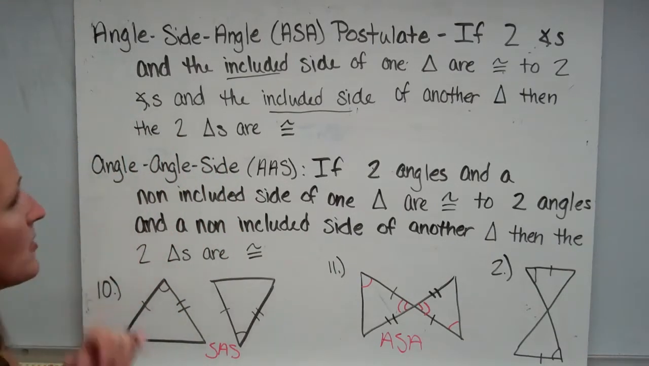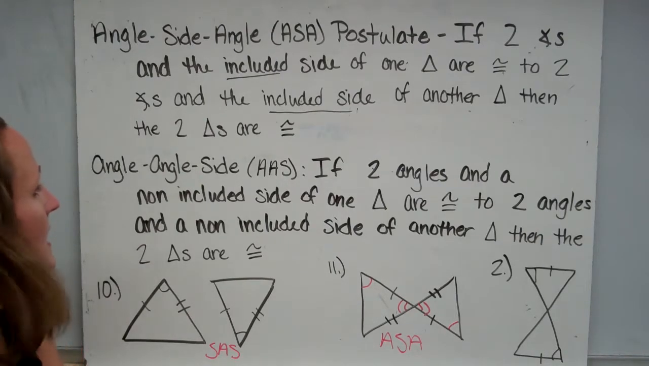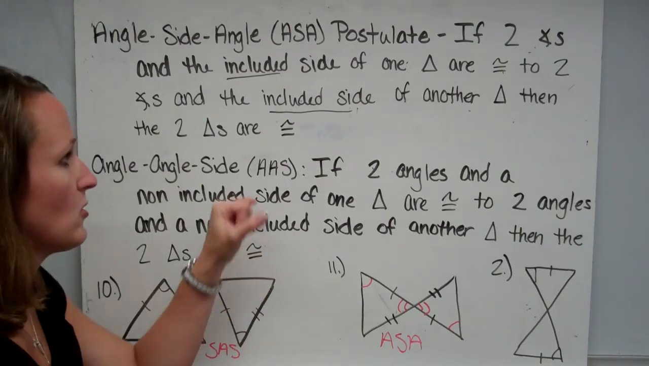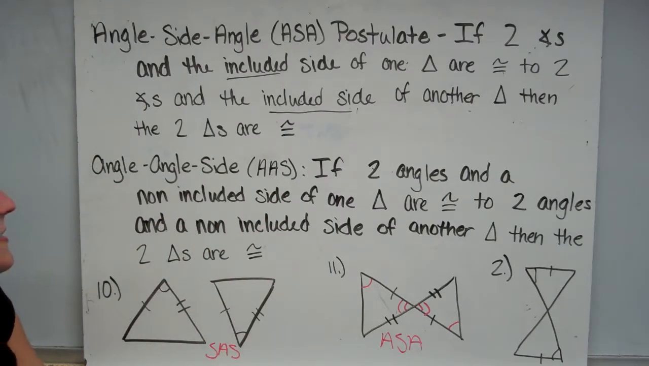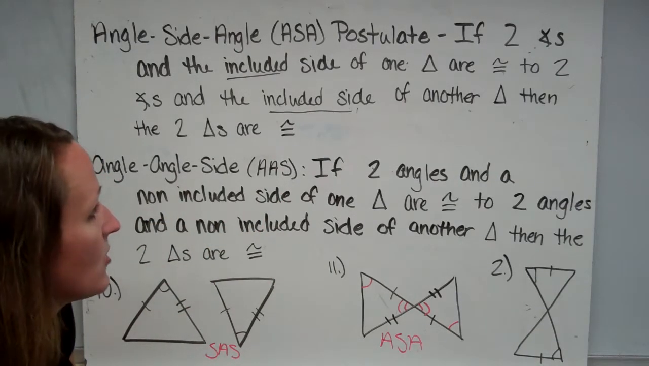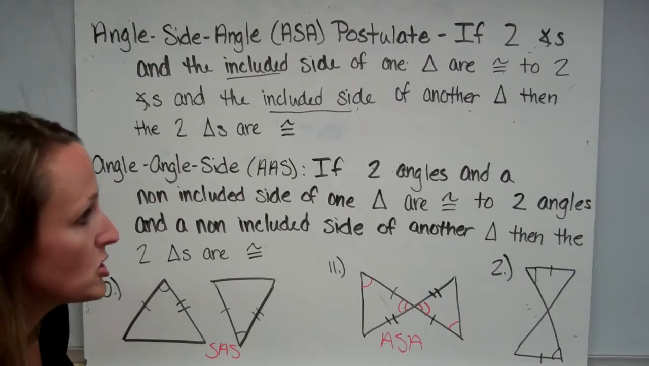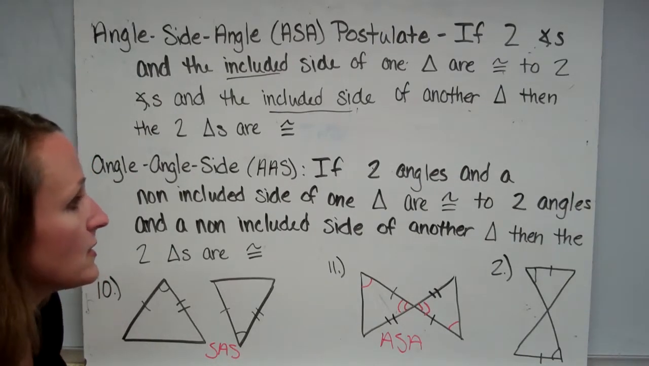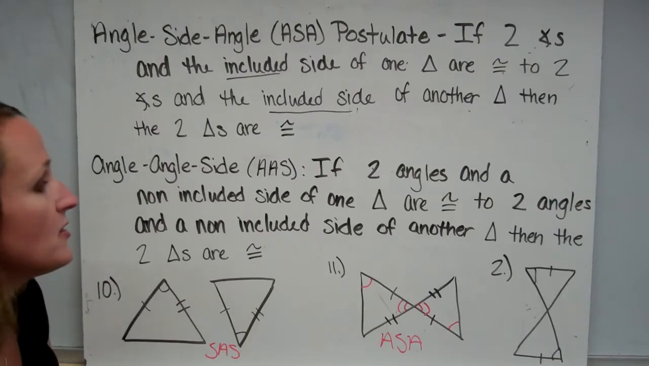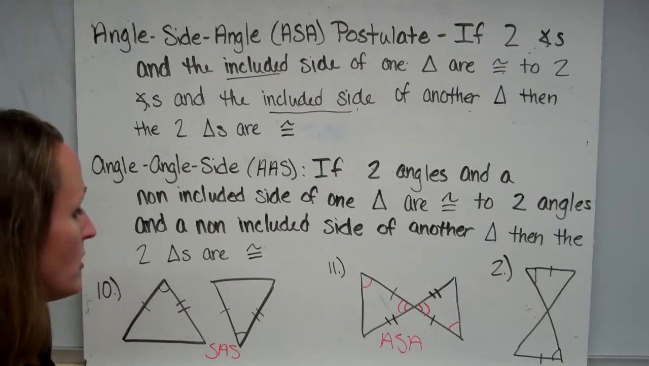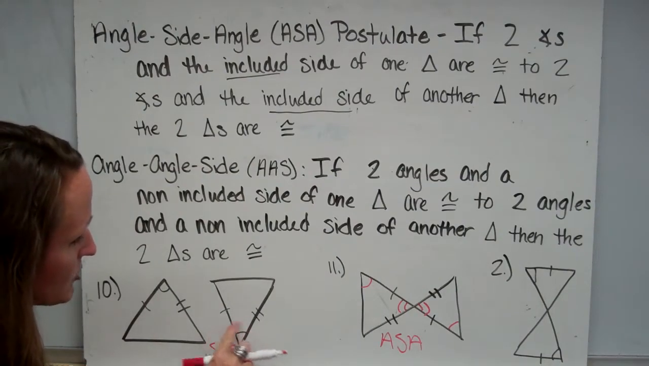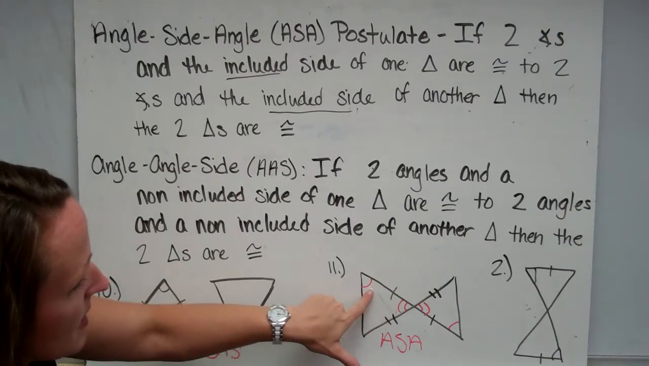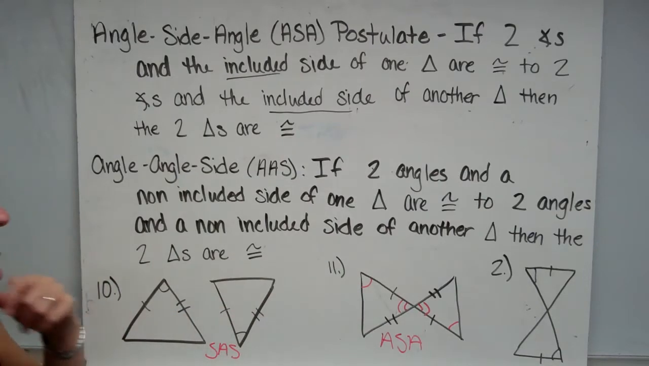Okay, another postulate, and the last one we're learning today, is angle, angle, side, or AAS. It says if two angles and the non-included side of one triangle are congruent to two angles and the non-included side of another triangle, then the two triangles are congruent. Well, you know that the included side means like right here between your two sides, or in this case, angle and angle with the side in the middle.